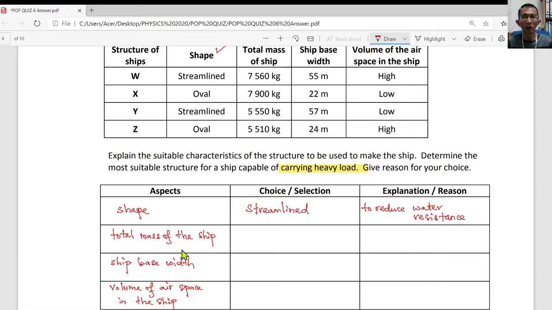Next, the total mass of the ship. Definitely I want to have a lower mass. Here I have 7560, 7900. I have four choices, so you are not going to just simply choose one number. Since you have four choices, you need to use terms like high, low, or moderate. In this case, we are going to choose low. Why do we choose low mass of ship? Simple reason, this is to reduce the inertia effect.